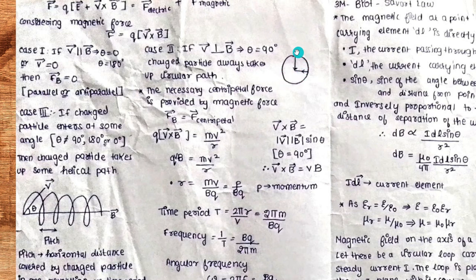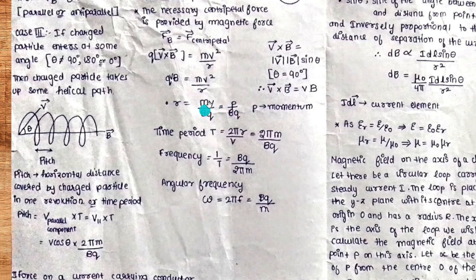It is the force which pulls a body towards the center of the circle so that it moves in a circular path. Here the necessary centripetal force is provided by the magnetic force, which means q into v bar cross B bar is equal to mv squared by r. mv squared by r is the default formula for centripetal force. Substituting theta as 90 degrees, sine 90 is 1, so I can directly write qvB equals mv squared by r. Here r is equal to mv by Bq.